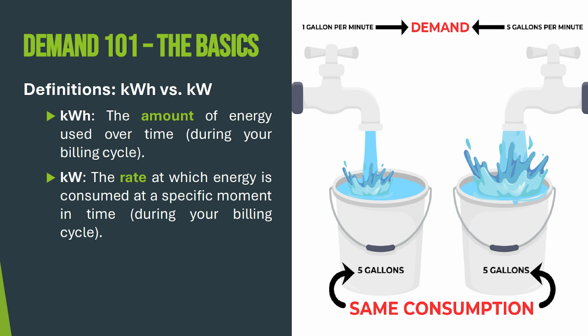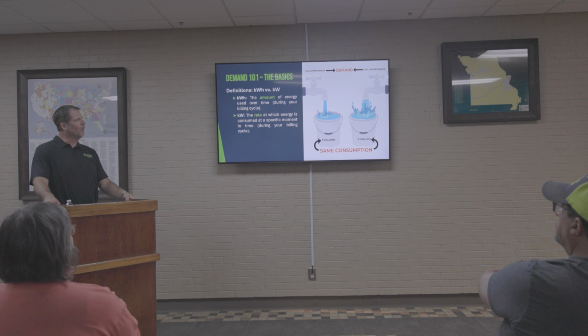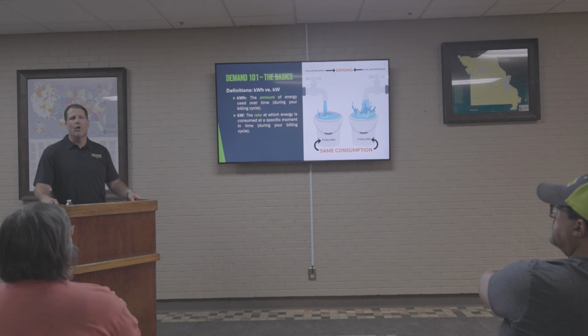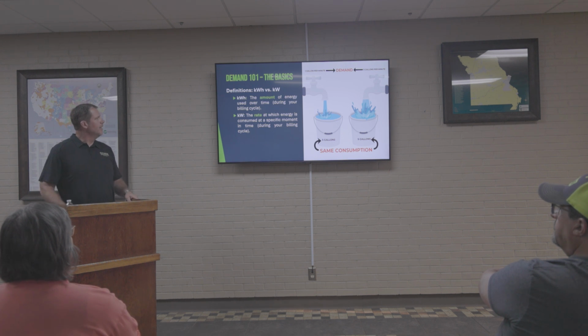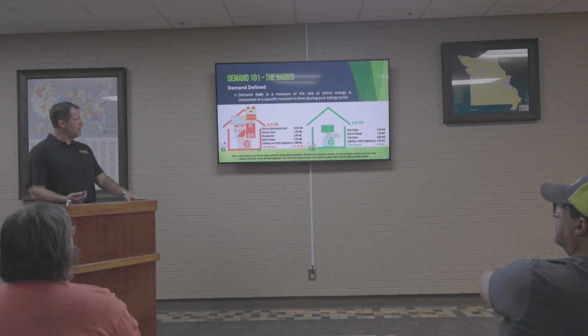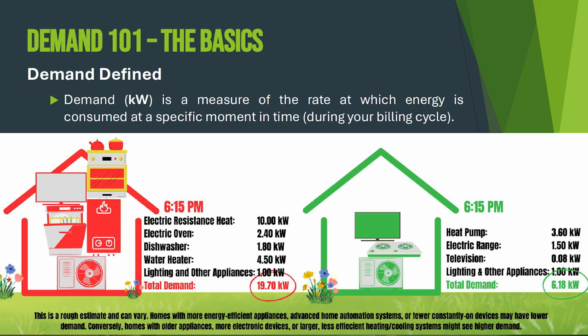We see the example of the 5-gallon buckets. The consumption is the same, the 5 gallons that's filled up. But over here on the left, we have a spigot that runs at 1 gallon per minute, and on the right, we have 5 gallons per minute. You can think of this as a 1,000-watt light bulb versus a 100-watt light bulb. Again, demand is the measure of the rate at which energy is consumed at that specific moment in time.